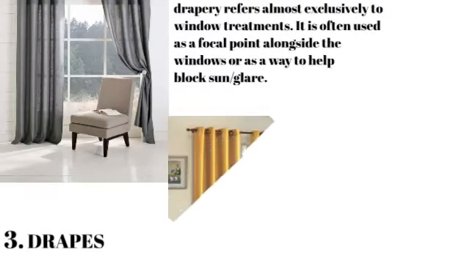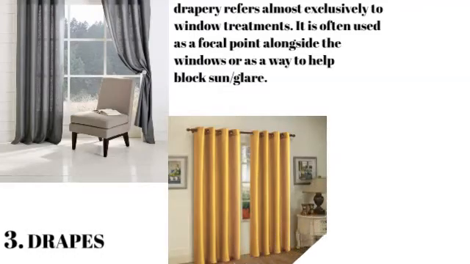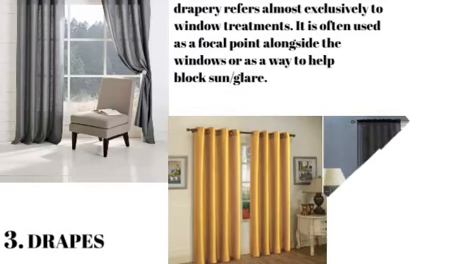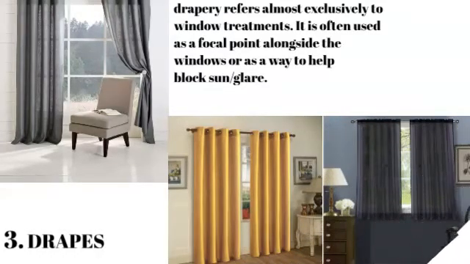Number 3. Drapes. Like curtains, drapes are fabric panels and are typically sold in pairs. The difference between curtains and drapes, however, is that drapes are lined, sometimes with fabric heavy enough to block out all outside light, making them perfect for bedroom use. Drapes are long enough to reach from the top of the window to the bottom, sometimes even puddling a bit beneath the window.